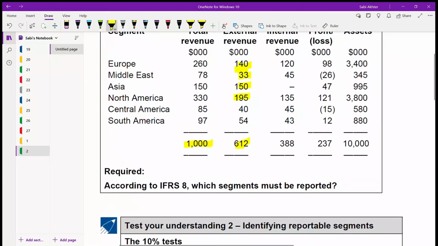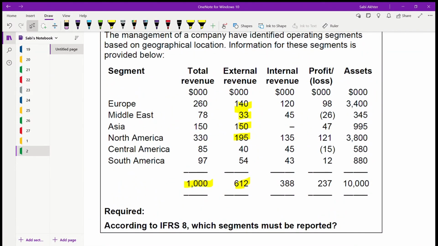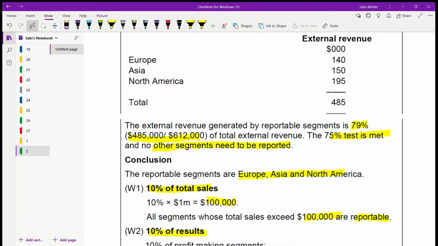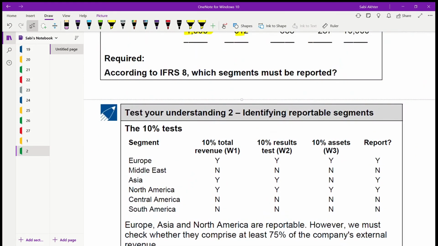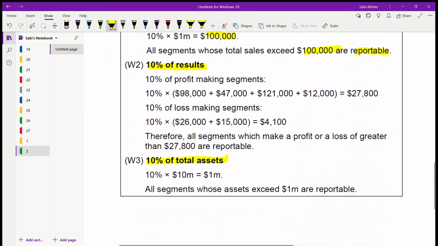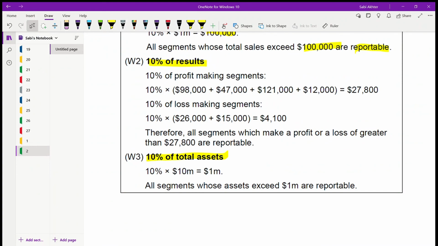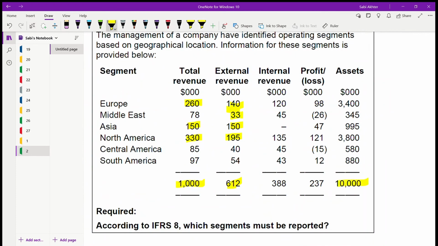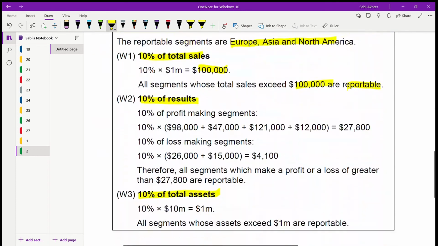So if you see here, more than 100, Europe, Asia, and North America, these three. So for the 10% revenue, it's yes for Europe, yes for Asia and North America, others are no. Before profit and loss, let us finish the assets. Assets are 10 million. So on assets you take 10%, 1 million.